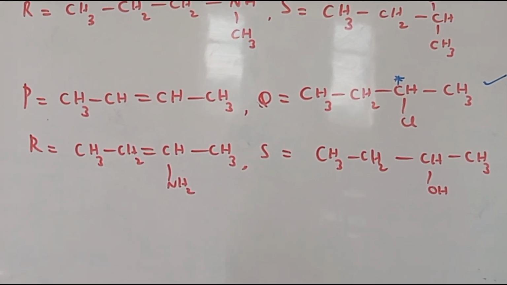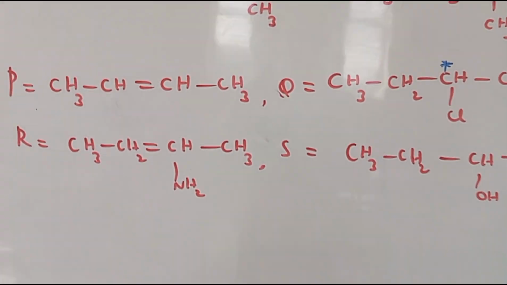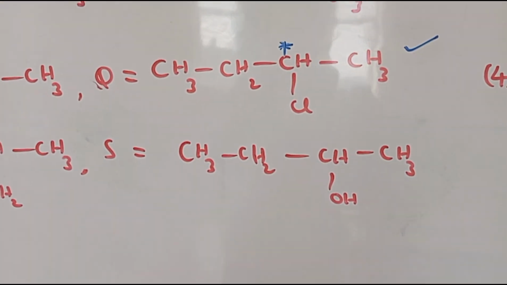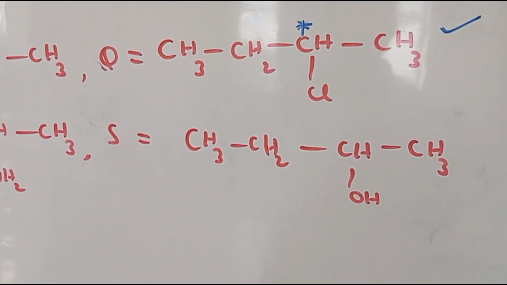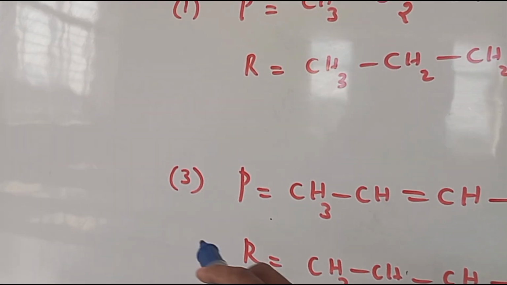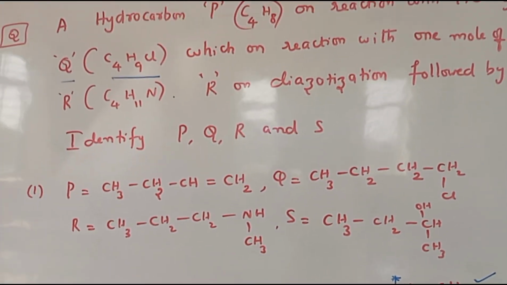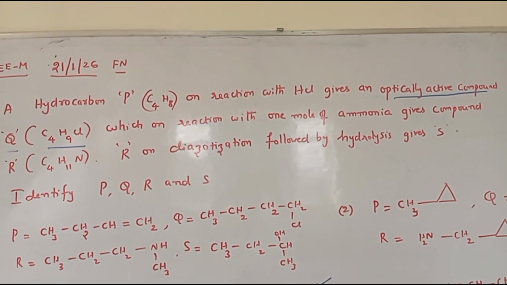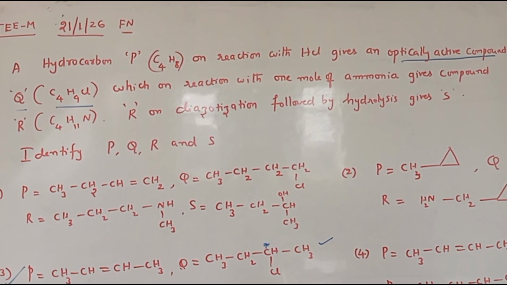So diazotization happened, a primary amine formed, and here the diazonium salt upon hydrolysis gives the alcohol. So the right answer for this question is the third option. If you just carefully observe the question, no need to do all the steps, you just have to take up the hint. The shortcut for this question is that one only.